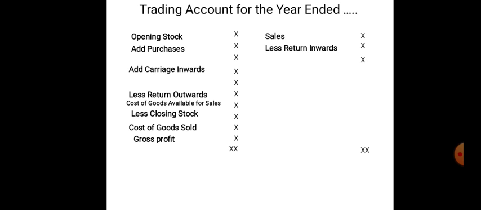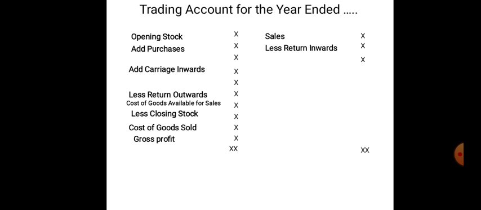Now go to the credit side. You have your sales, that is the amount of goods sold, both on credit and in cash. So all the goods you have sold, you write it on the credit side. Then you deduct return inwards. Return inwards are goods sold and later returned back into the business for several reasons. It could be for the goods being defective, wrong color, wrong quality, or different reasons. So when goods are returned back into the business premises, that is return inwards. So you deduct it from your sales figure. Whatever figure you get is called net sales.